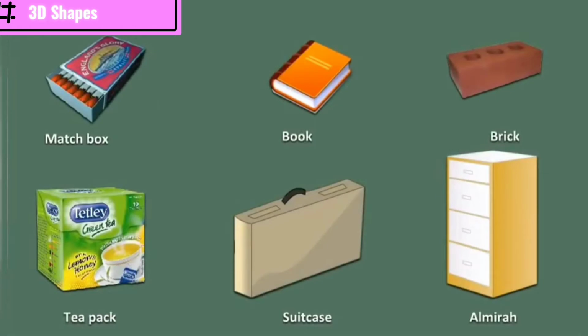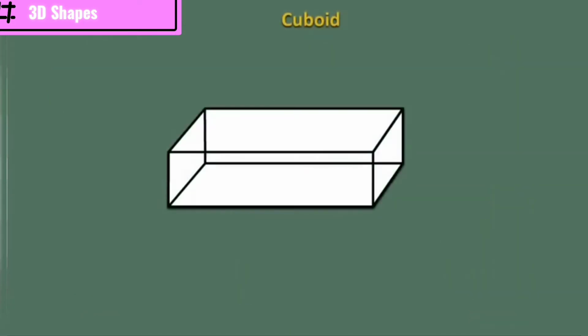Now let us come to the first one. Matchbox, book, brick, tea pack, suitcase, almirah. These are all the examples of the same shape. They look alike because they are all cuboid in shape. So we are going to know about cuboid. Let us count its edges.